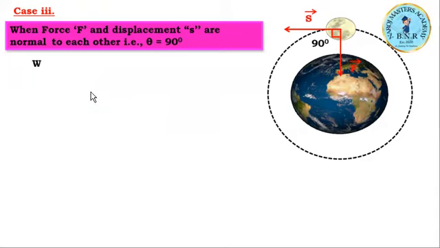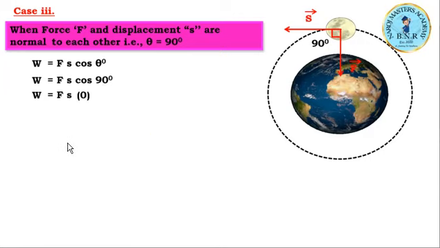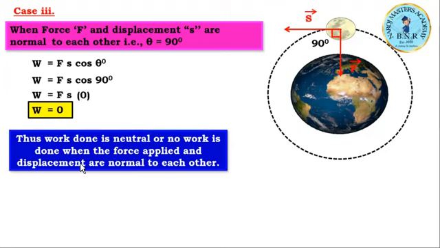So W is equal to Fs cos theta. Theta is 90 degrees. Cos 90 is 0. So Fs into cos 90, cos 90 is 0, simply W is equal to 0. Fs into 0 is 0. Work is 0. Thus, work done is neutral, or no work is done, when the force applied and the displacement are normal to each other. Whenever the angle is 90 degrees, force and displacement are mutually perpendicular, then the work done is 0.